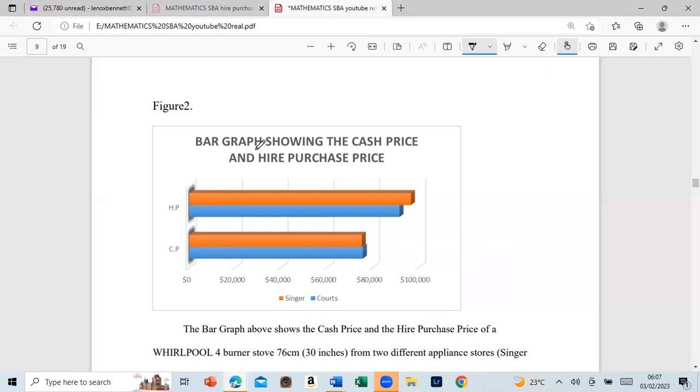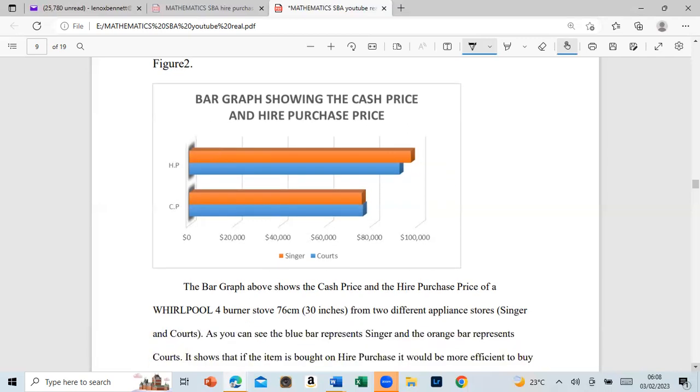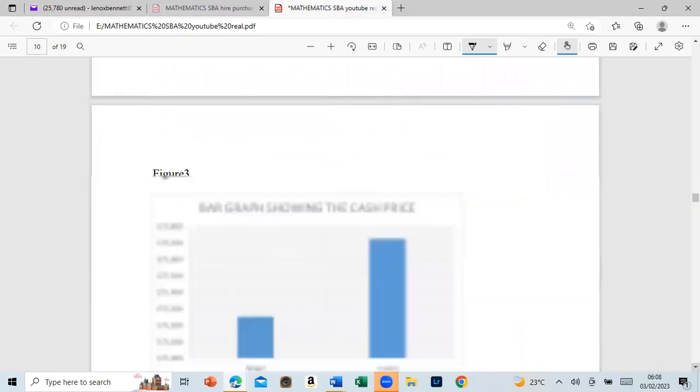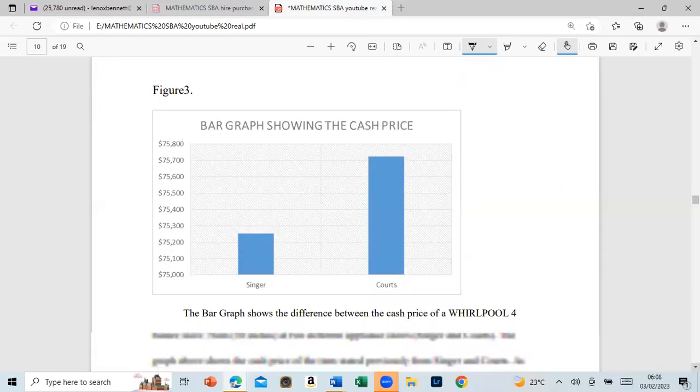So see, you have your title for your graph. I do this in Excel. Alright, and if you guys want, leave a comment and I will do a video on how to create these graphs in Excel. And you can use a pie chart, you can use a tally also. So you give a brief description of the graph itself. So the bar graph above shows the cash price and hire purchase price of a Whirlpool burner gas stove from 2 different appliance stores, Singer and Courts. I just describe it. Alright, we don't have to go into detail. Here we have another graph, and this is the bar graph showing the cash price.